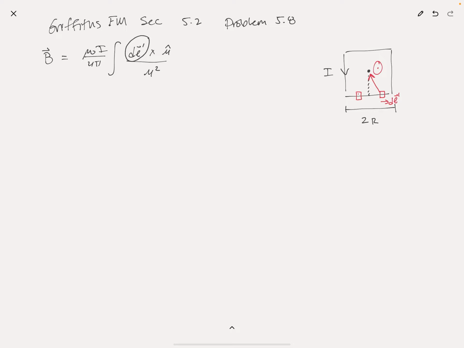Previously we have done this for an infinitely long wire. Borrowing from that result, this segment of the wire is going to have a magnetic field, and this is example 5.5 by the way, mu naught I over 4 pi, the integral of 1 over s cos theta d theta.